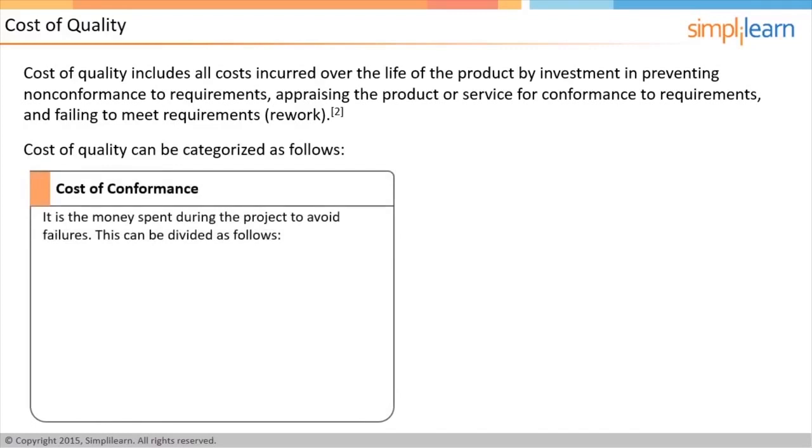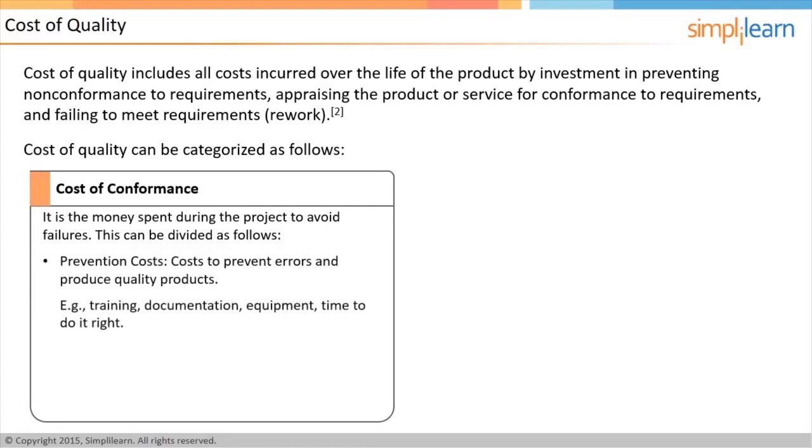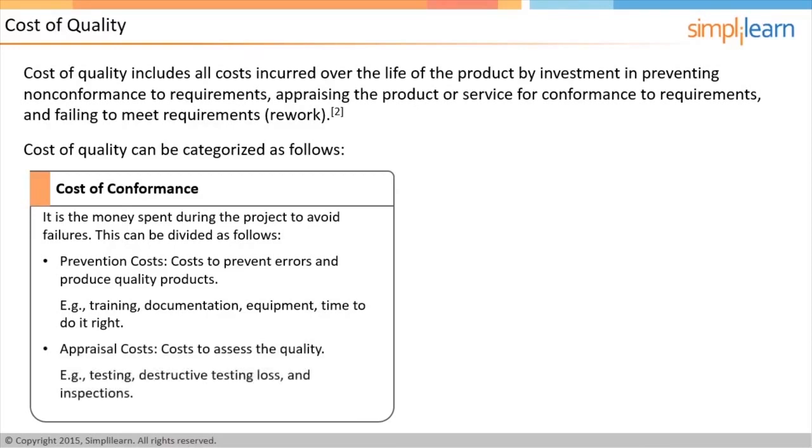This can further be subdivided into prevention costs, which is the cost to prevent errors, like training the team, creating documents, on equipment, and in time to do it right. The other subdivision is appraisal costs, or the cost for assessing quality, like testing, destructive testing loss, and inspections.